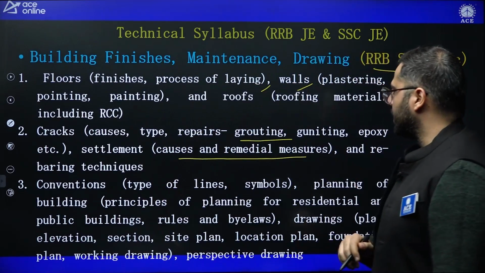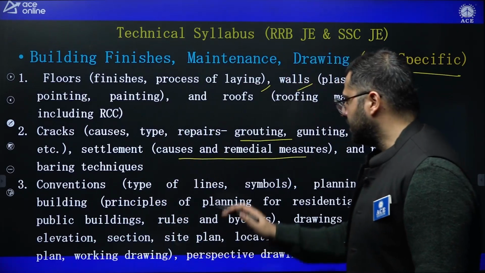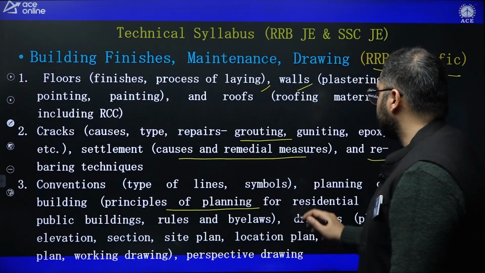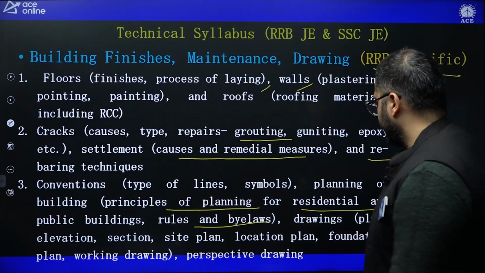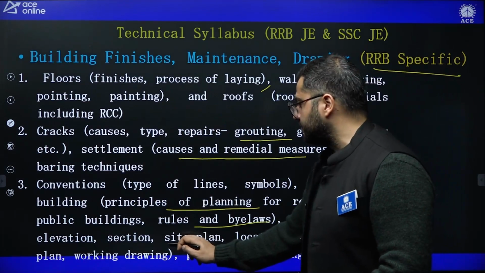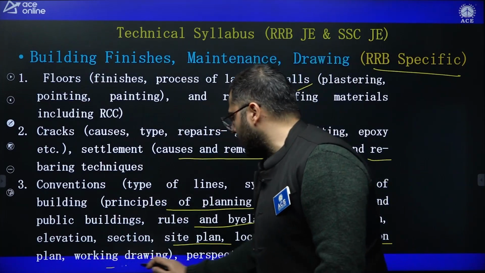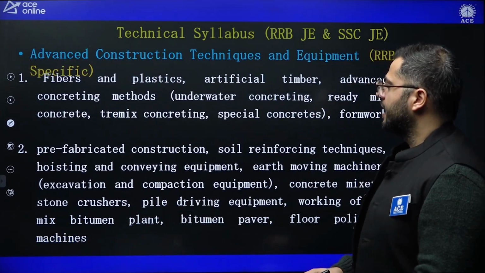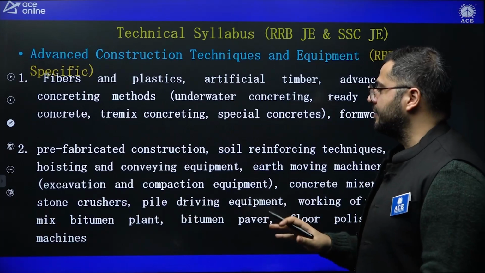Settlement, causes of remedial measures, rebarring techniques, conventions, type of lines, symbols, planning of buildings, principle of planning for residential and public buildings, rules and bylaws, right? After that, drawings, plans, elevation, section, site plan, location, foundation plan, working drawing and perspective drawing, all to be covered separately. After that, advanced construction techniques and equipments for RRB JE specific again.